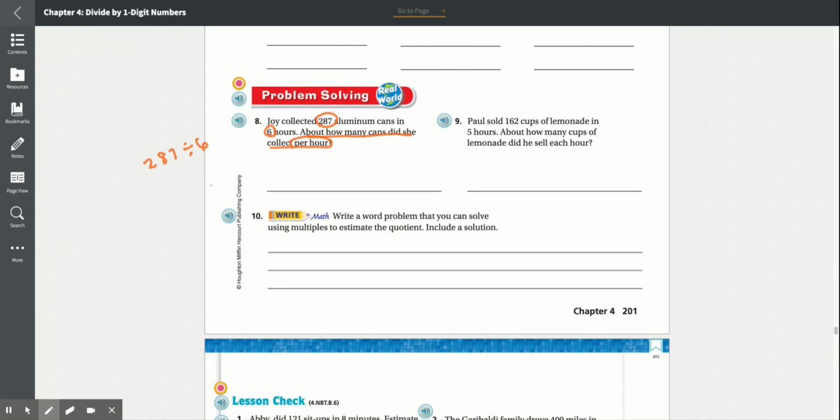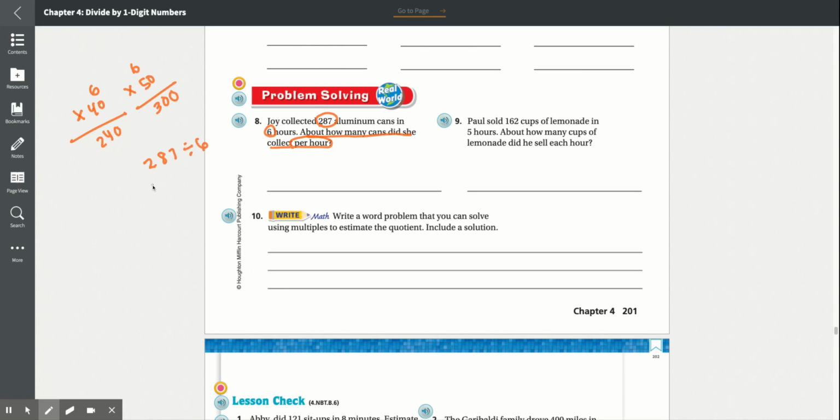Well, we can say that it's 6 times 40. We can check that out first. So 6 times 0 is 0. 6 times 4 is 24, 240. So now let's do 6 times 50. 6 times 0 is 0. 6 times 5 is 30. So it's 300. So 40 and 50 are the two numbers that 287 is in between.